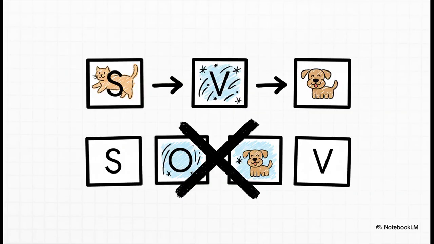Because of that structure, English is what linguists call an SVO language, subject, verb, object. The cat chased the dog. Makes perfect sense, right? Our brains process it instantly. But if I said, "chased the cat the dog," what? Your brain just kind of stalls out. It doesn't compute. And that's because in English, word order is absolutely everything.